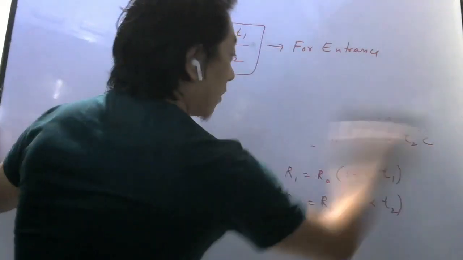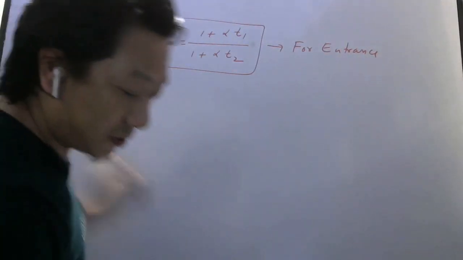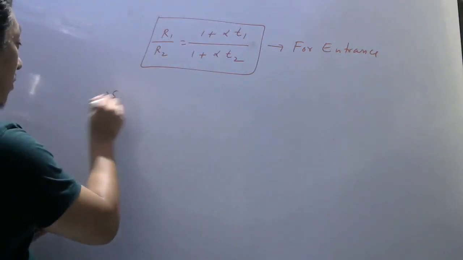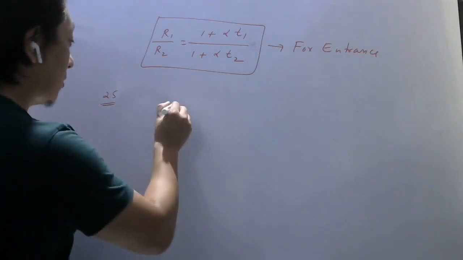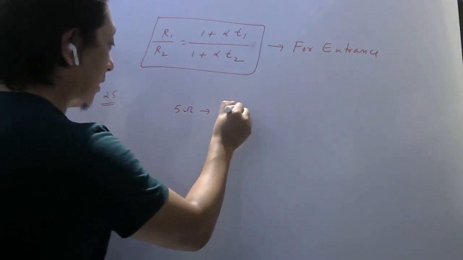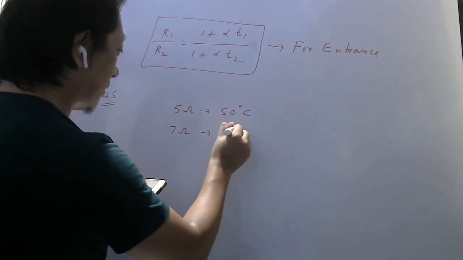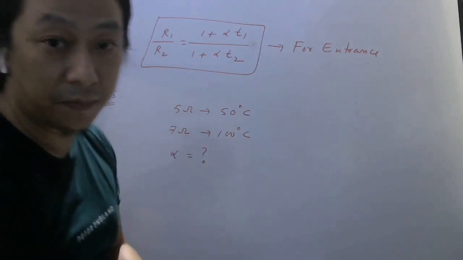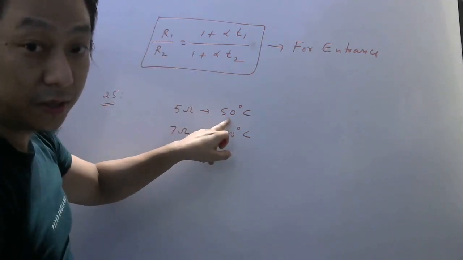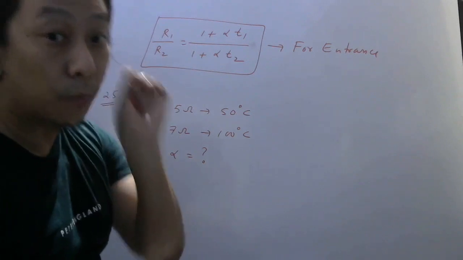Now let us see question number 25. Listen carefully to what the question says. The resistance of a conductor is 5 ohm at 50 degrees Celsius, and it is 7 ohm at 100 degrees Celsius. They are asking you to calculate the temperature coefficient of resistance. So students, this is R1 at temperature T1, R2 at temperature T2. Use this formula, then only you will get the more correct answer.